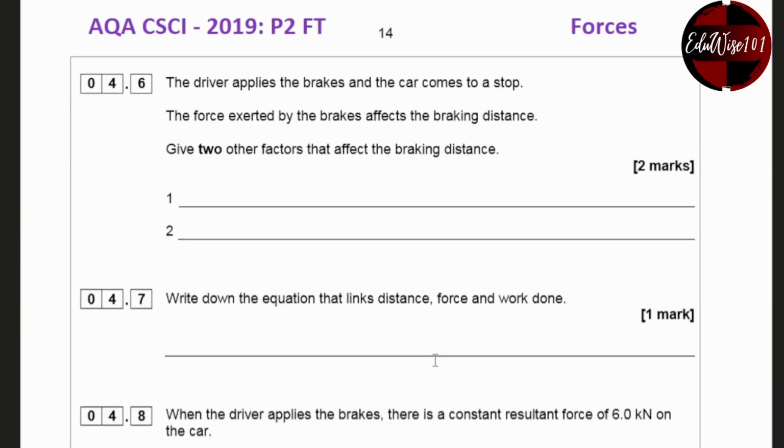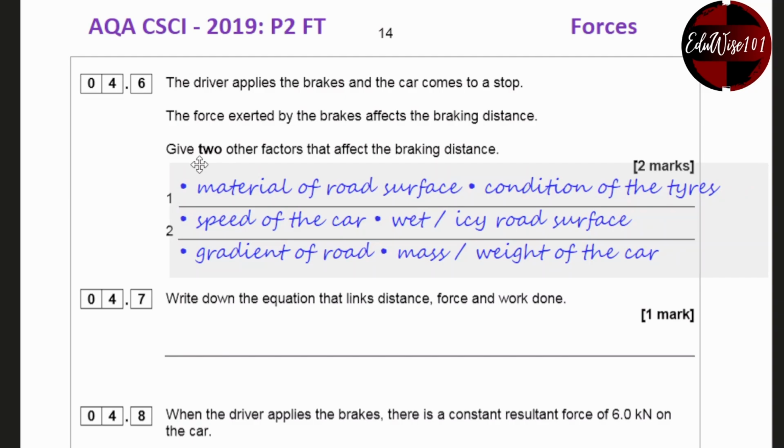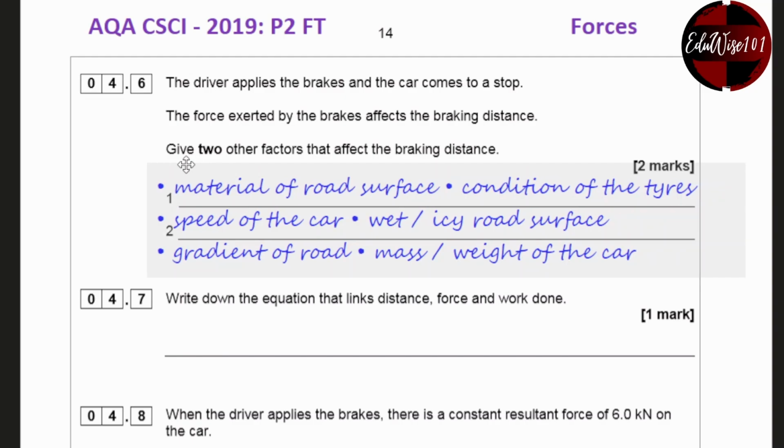Next question 4.6. The driver applies the brakes and the car comes to a stop. The force exerted by the brakes affects the braking distance. Give 2 other factors that affect the braking distance. What are the other factors that affect the braking distance? There's quite a lot of things that we can write. Anything to do with the car or the roads. The only things to do with the car are actually the speed and the mass of the car. So any of these 2 will be fine as your answer.